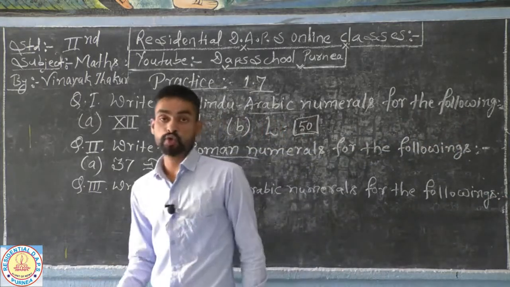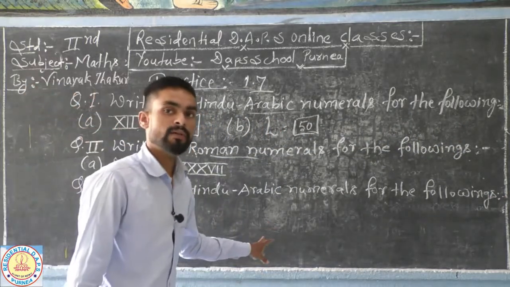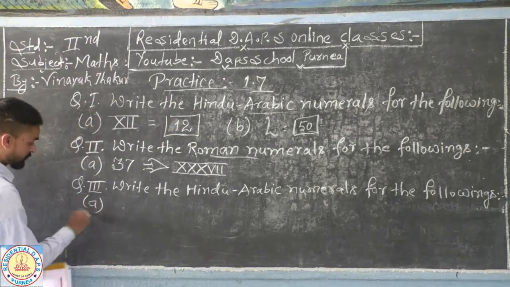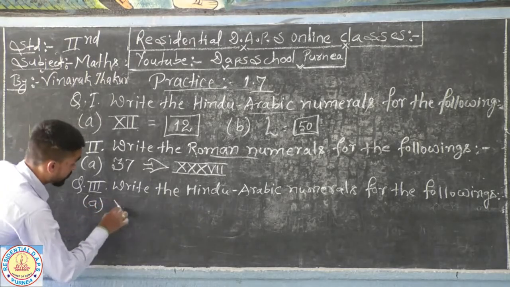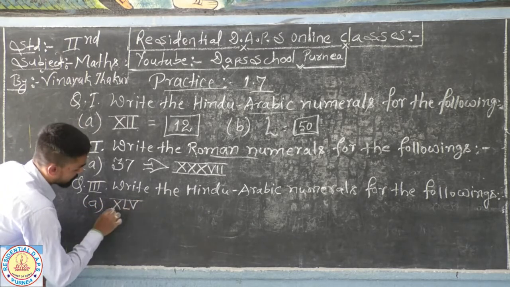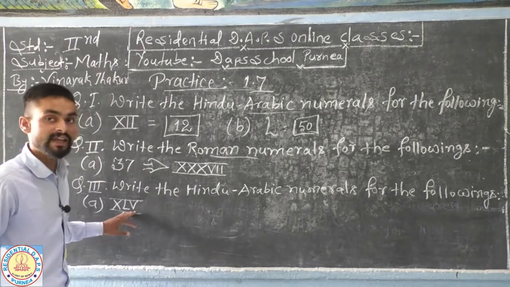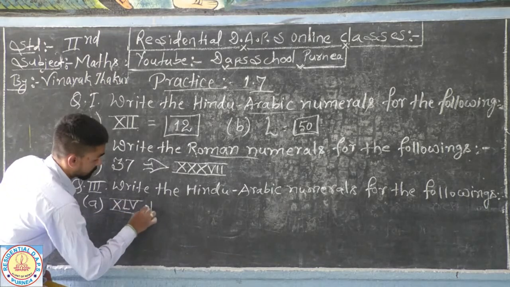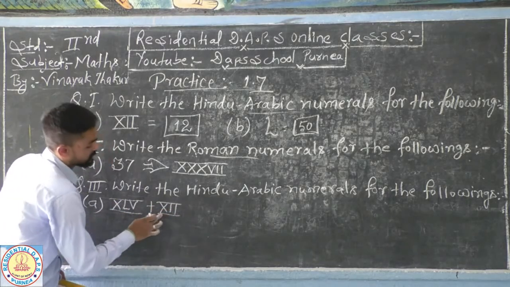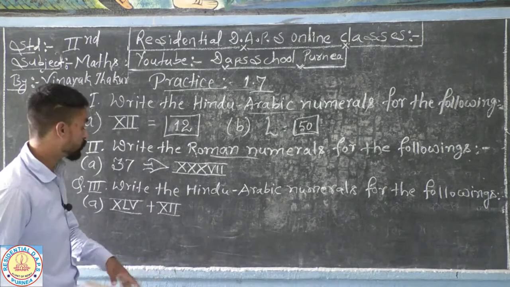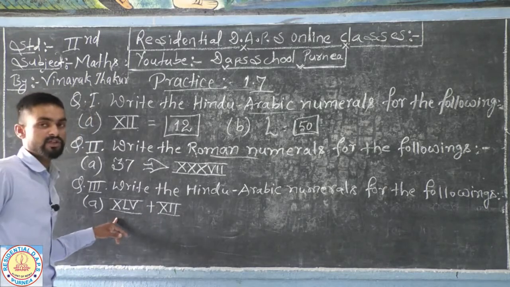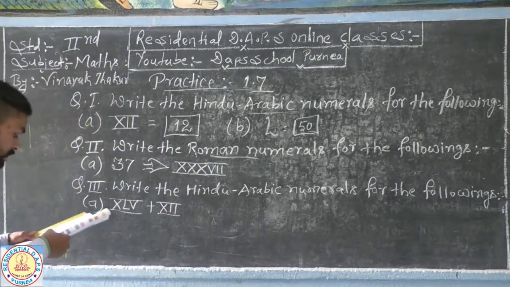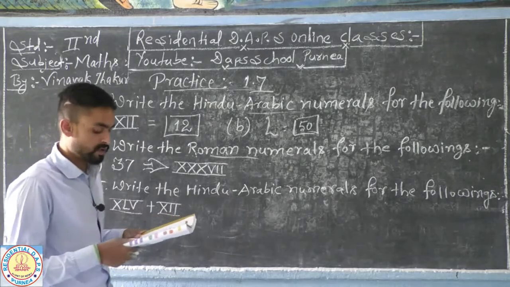So guys, in your question number three, you have to just find out the Hindu Arabic numerals of these Roman numerals. In your question A, XLV is given. It means XL means 40 and V means 5. It means 45, plus XII. X means 10 and II means 2. It means 12. XL means 40 and V means 5. That means 45 plus 12.